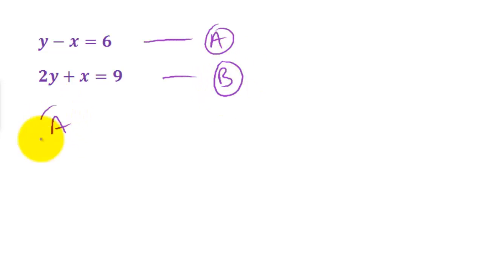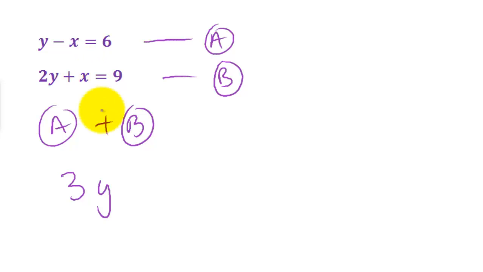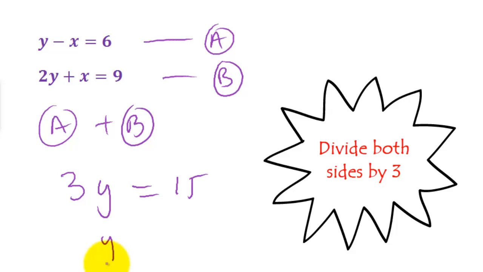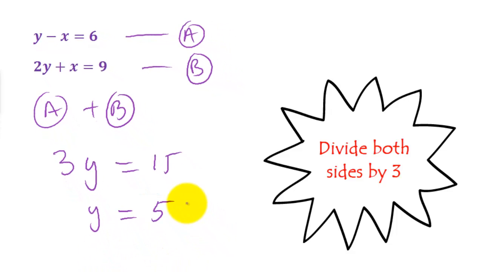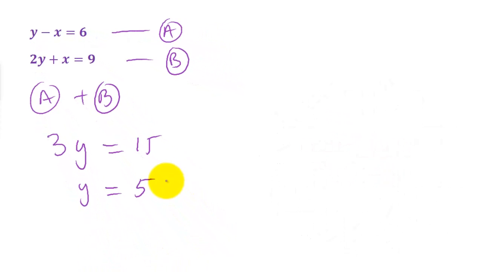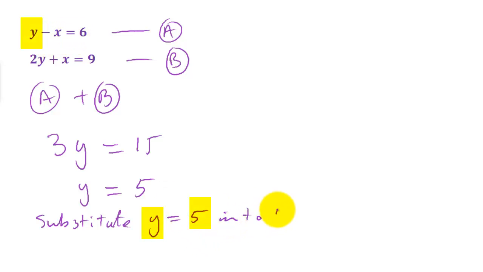So here we have equation A, and here we have equation B. And we're now going to do equation A plus equation B. So y plus 2y is 3y. x plus minus x is nothing. 9 plus 6 is 15. So 3y equals 15. Divide both sides by 3, we get y equals 5. Let's substitute y equals 5 into A. So we get 5 minus x equals 6.